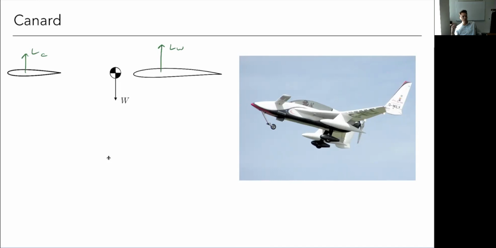So maybe one rationale for why this might be a benefit is that it generates an upload, so we're not generating any negative lift anywhere, so the wing actually has to do less. That means we could also decrease the size of our wing a bit because it doesn't need to carry as much lift, so it could potentially be a bit lighter, have less weight, have less wetted area. So this is an appealing concept.